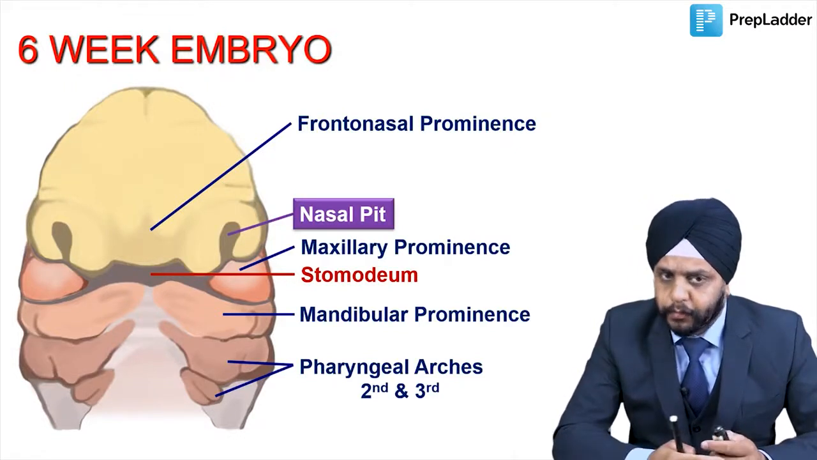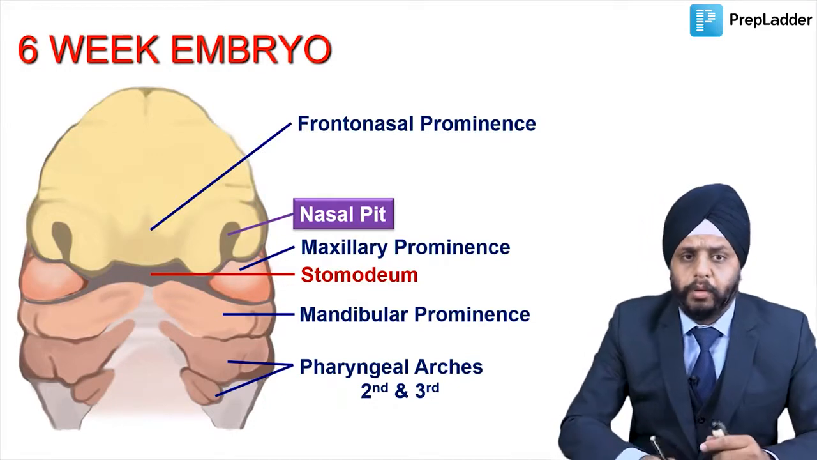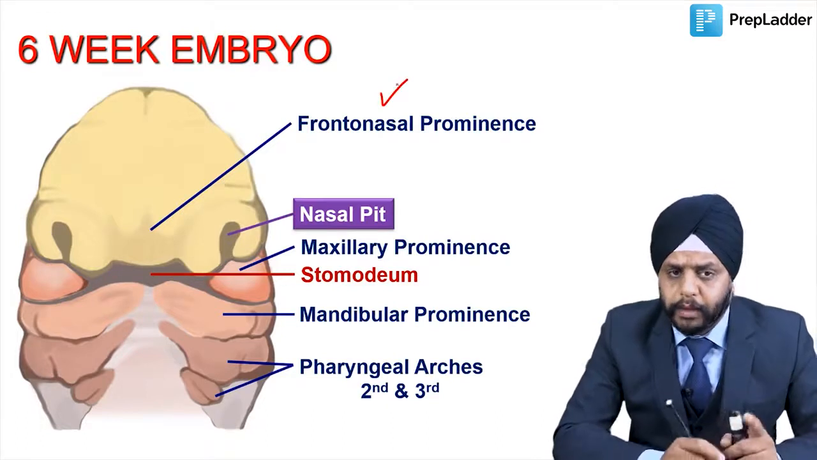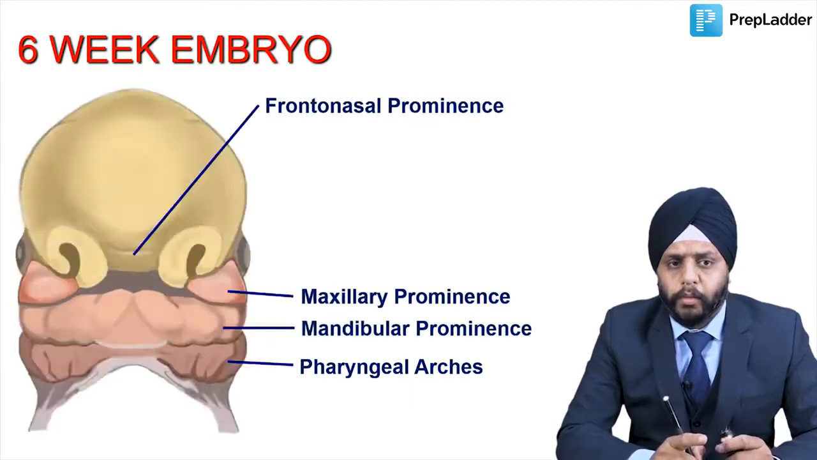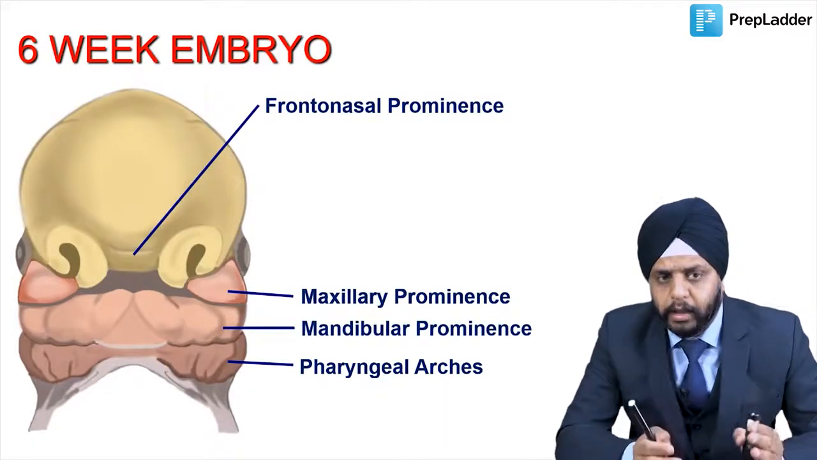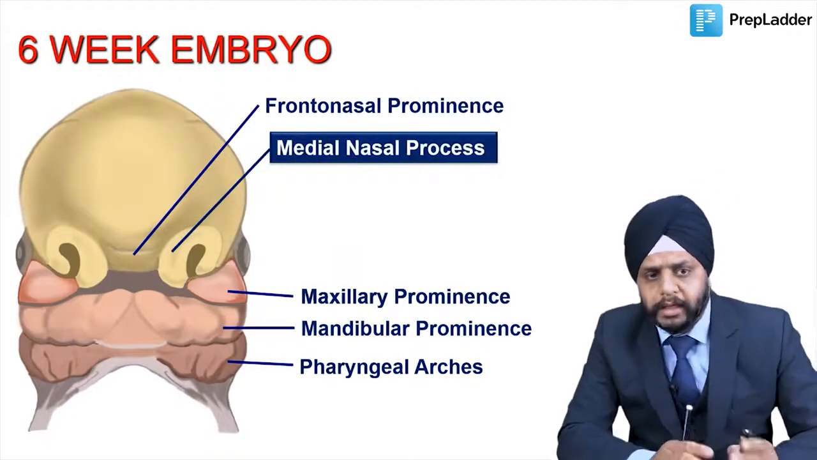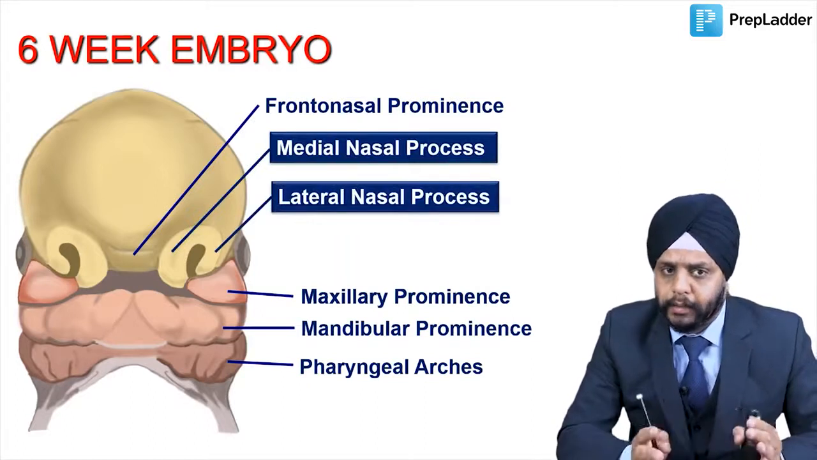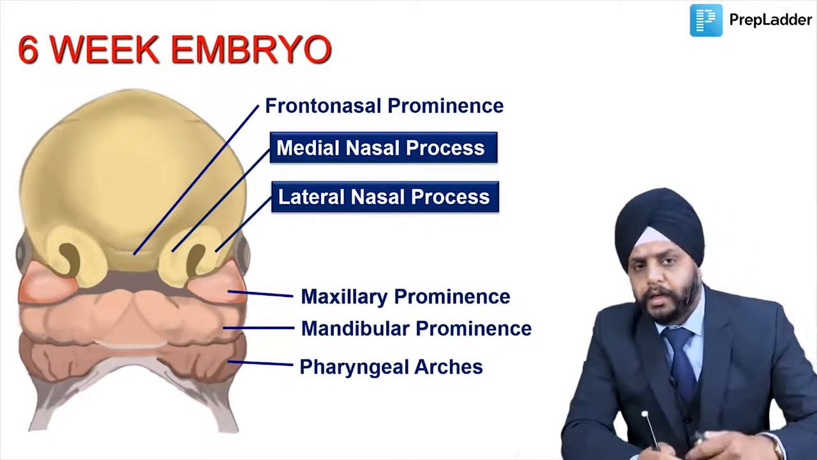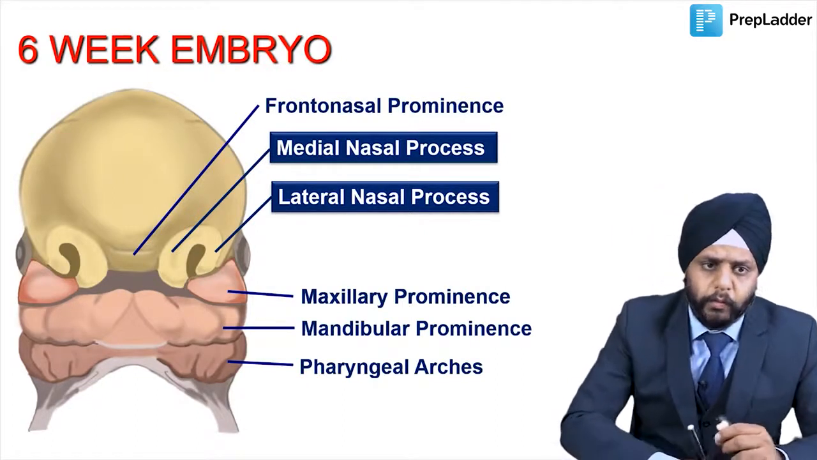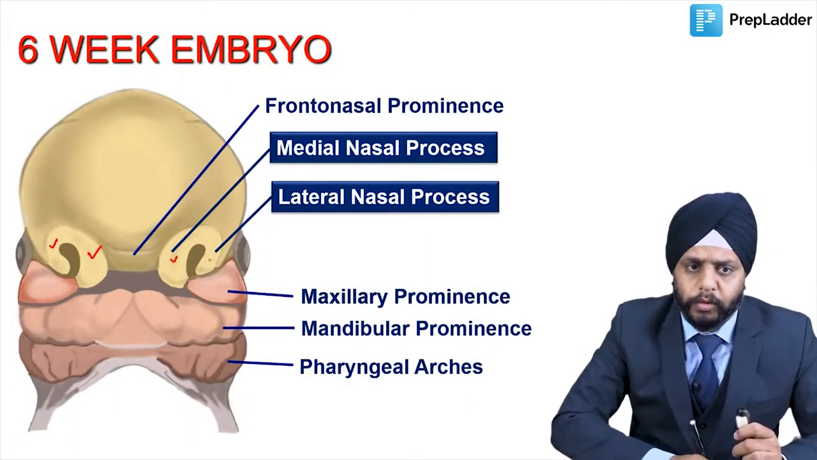So the nasal cavity starts forming. Now around the nasal pit, what do we have? We have the frontonasal prominence. So around the nasal pit we have the frontonasal prominence. This frontonasal prominence, as you can see over here, it starts forming another thickening, a horseshoe shaped thickening. These are known as medial nasal process and lateral nasal process. Okay, so on the medial side it is known as medial nasal process, on the lateral side is known as lateral nasal process. Okay, so we have the medial nasal process and the lateral nasal process on both the sides.